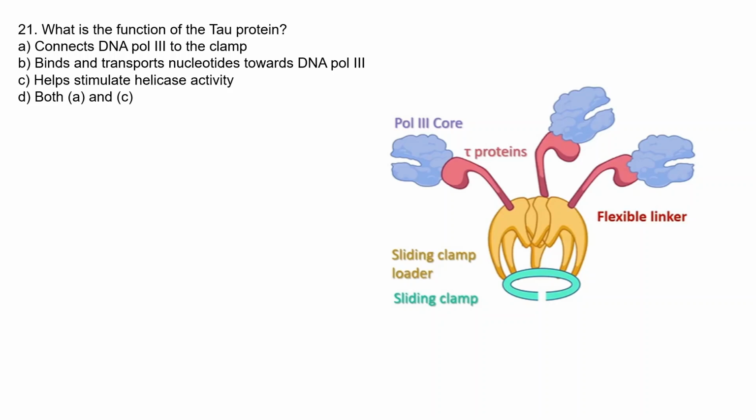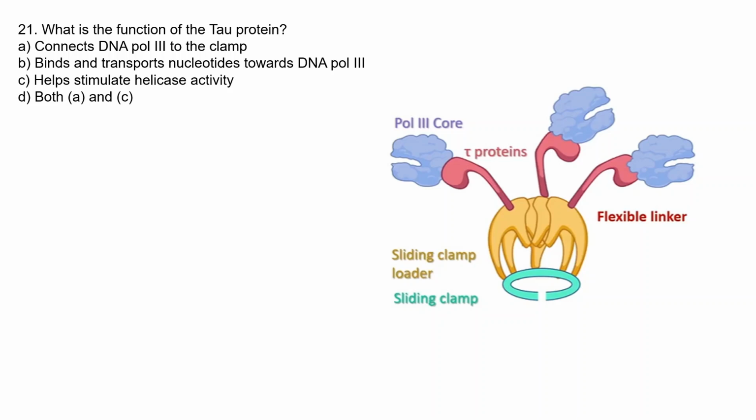For those who may have forgotten, the tau protein is an important component of this replisome machinery, right? And it does two things. One is that it connects DNA pol 3 to the clamp, and the clamp is very important for placing the DNA pol 3 in the correct place onto the single-stranded DNA and allowing it to move forward. So the clamp helps with improving processivity and accuracy of DNA pol 3's activity.